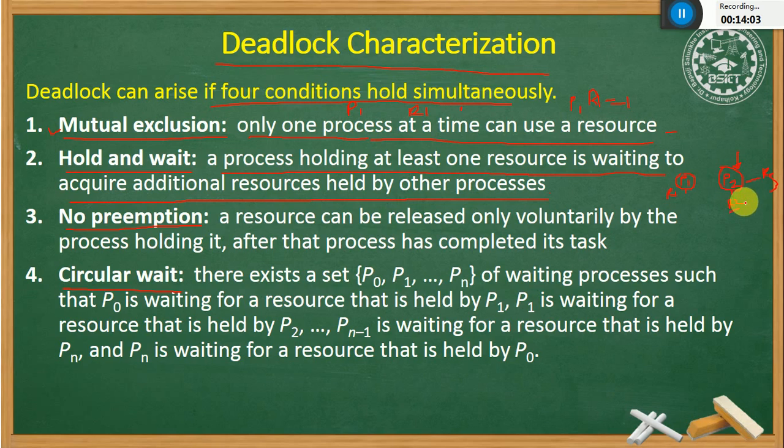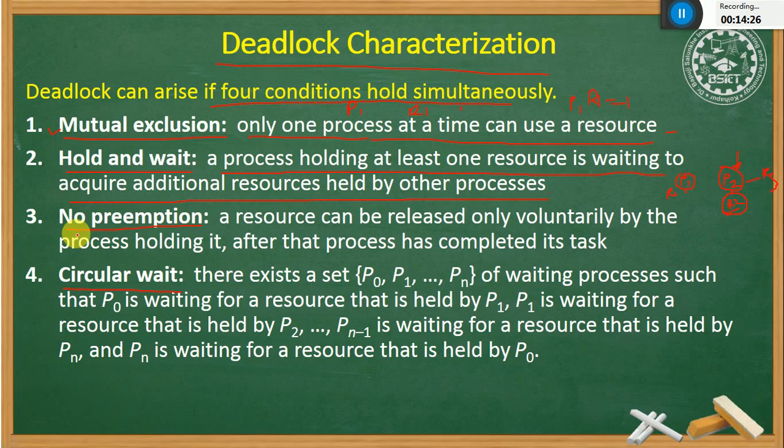So one process, that is P2, is holding the resource R2 continuously. Due to that P1 is in continuous waiting, so that is called hold and wait. P2 is holding R2, due to that P1 is waiting, so that is called hold and wait. That will create a deadlock.